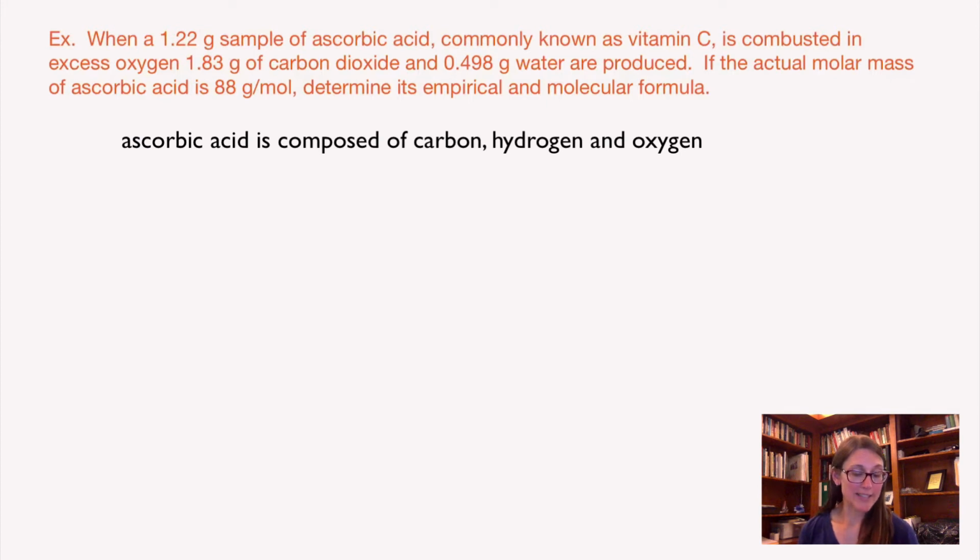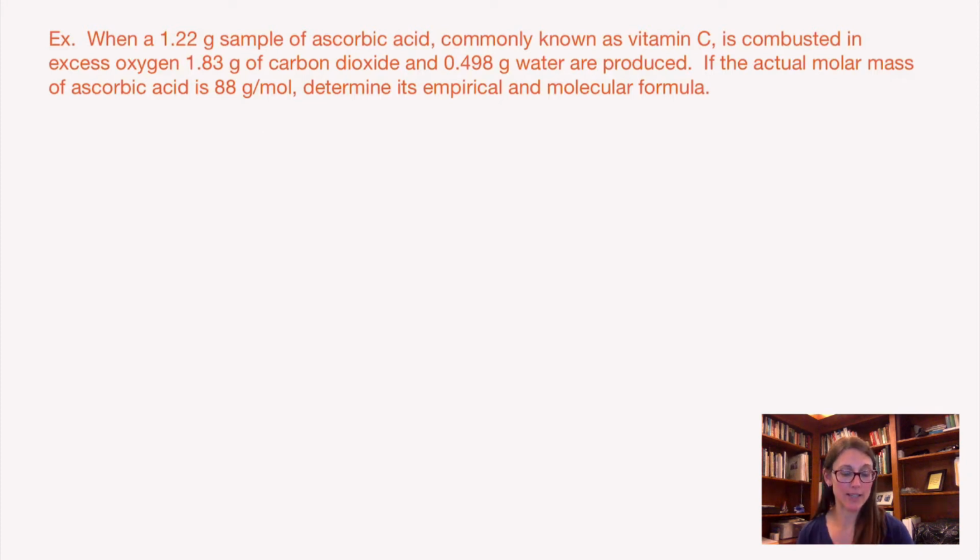Let's take ascorbic acid and let's say we have 1.22 grams of ascorbic acid. This is vitamin C. When you combust it in excess oxygen, you will generate 1.83 grams of carbon dioxide and 0.498 grams of water. You'll notice the mass increased because we added oxygen as part of the process. That was not part of our original sample. So those total masses increased. Let's figure out its empirical formula, and then we can use the actual molar mass to determine the molecular formula, just like we did previously.